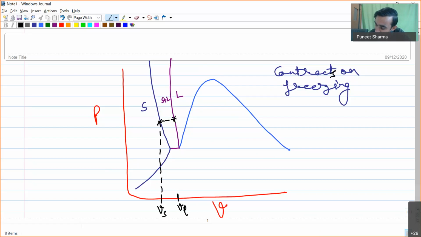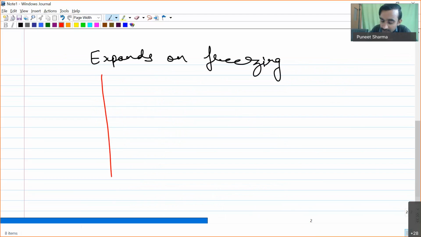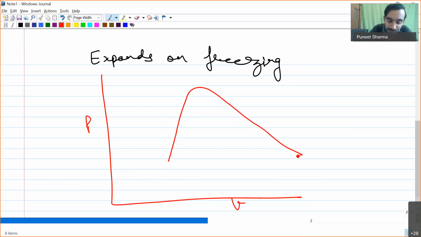If I talk of a substance which expands on freezing, what will be happening for that particular substance? Once again, let me draw the PV axis, and this is my liquid vapor dome, and then over here we have this dotted step. So all this step I am showing dotted, and then I am showing the sublimation line. Then I have one line over here which is firm, which shows the separation from the solid plus liquid region to liquid, and then over here I am representing a dotted line.